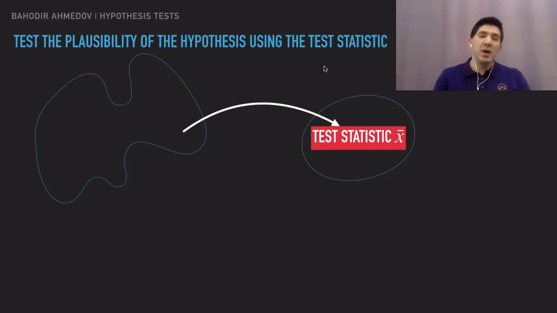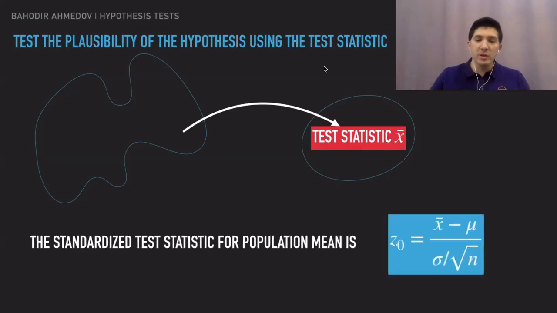In order to be able to use the standard normal distribution, we need to standardize the test statistic as well. That is why in our calculations, we're going to use the standardized test statistic, which is calculated using this formula. Then, using the standardized test statistic, we're going to make our conclusions about the population parameter. So let's do an example.